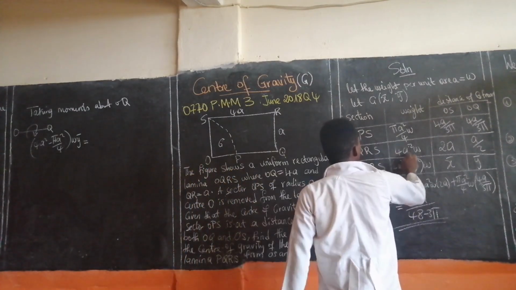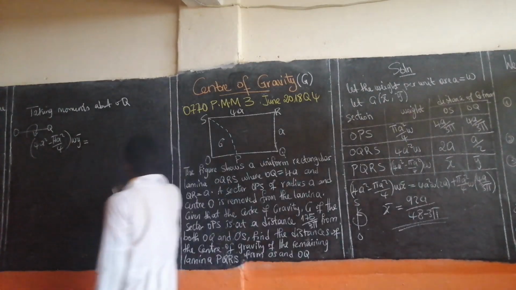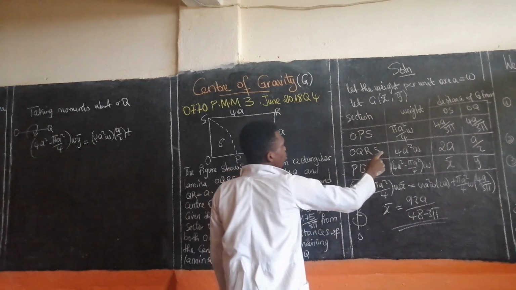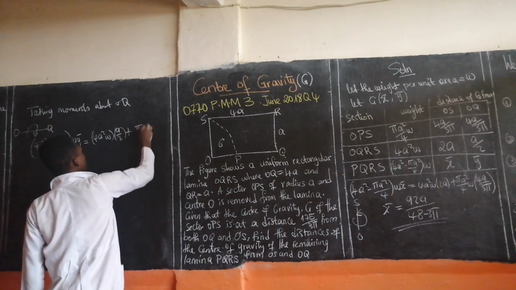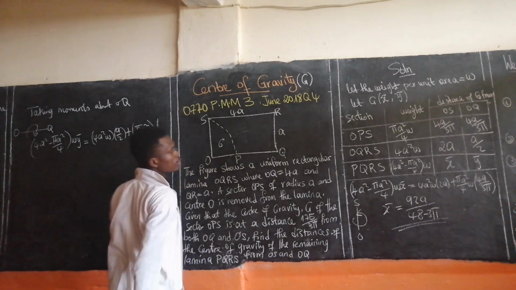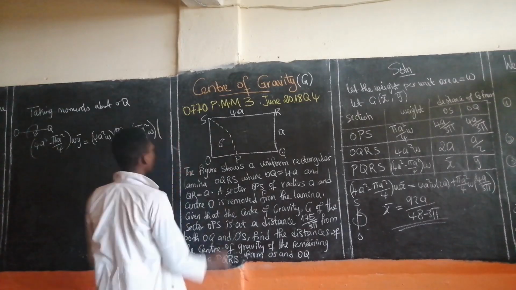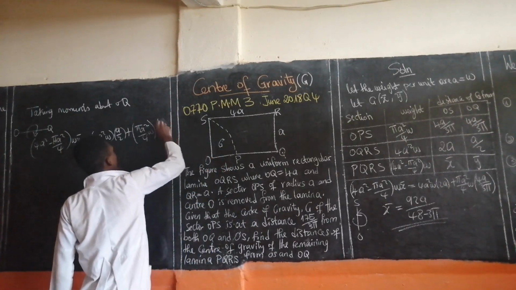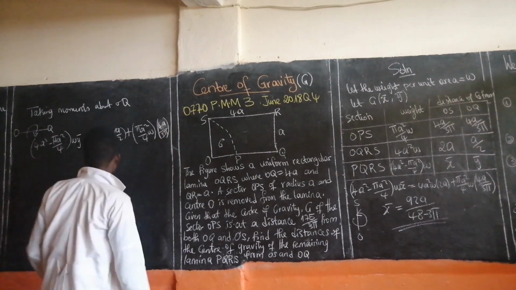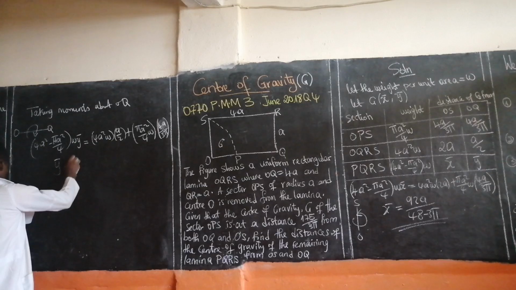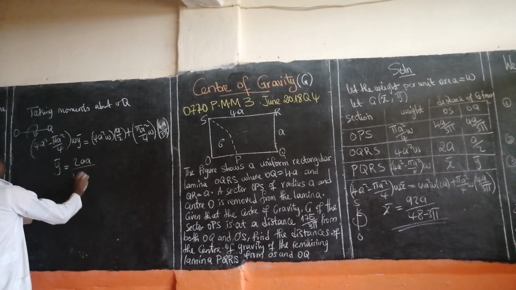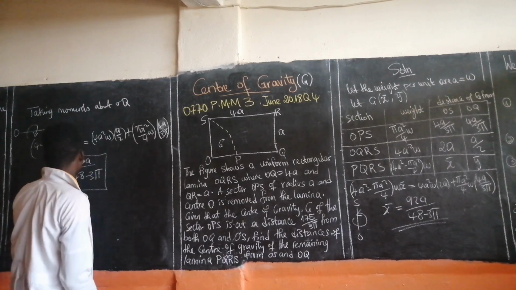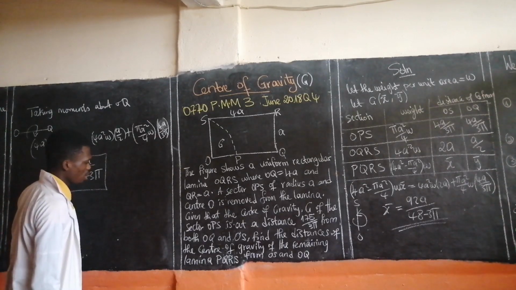It will be equal to 4a²W times a over 2 plus πa² over 4 W times 4a over 3π. If we do that well, we'll have y bar as 20a over 48 minus 3π. So this is it for the x bar and y bar, the x and y coordinates of the center of gravity.